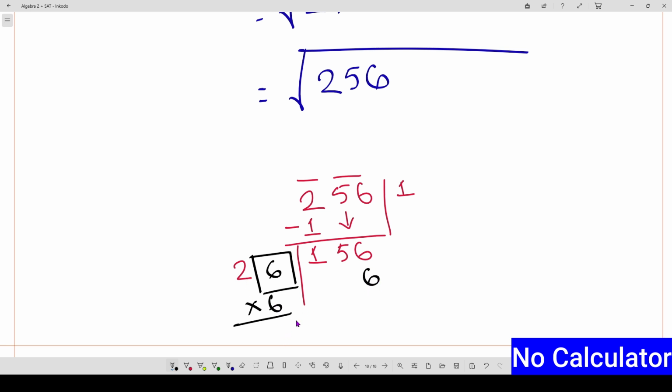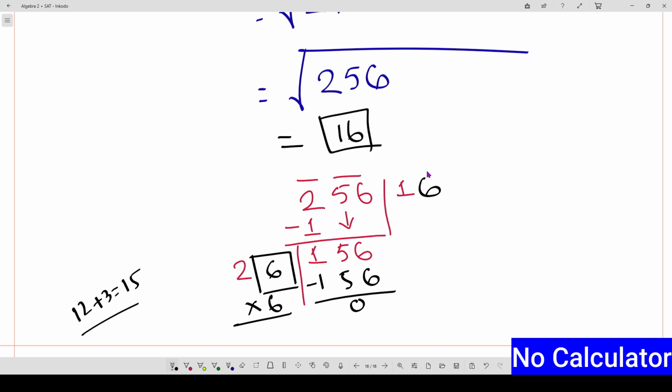6 times 2, it will be 12. So 12 plus 3, it will be 15. So here is a 1 5. So once we subtract, here is a 0. So we put in here 6. So 256 is a perfect square where our result is 16.